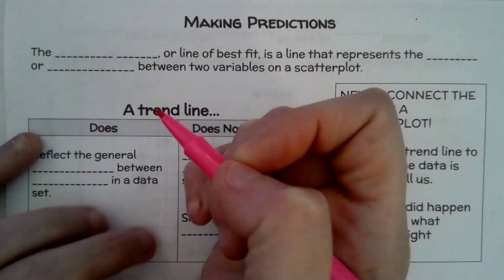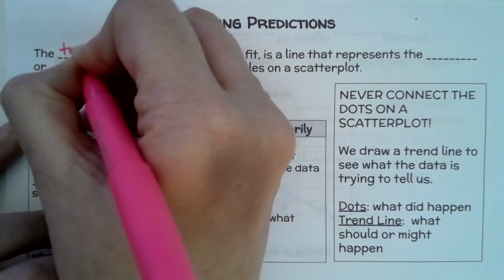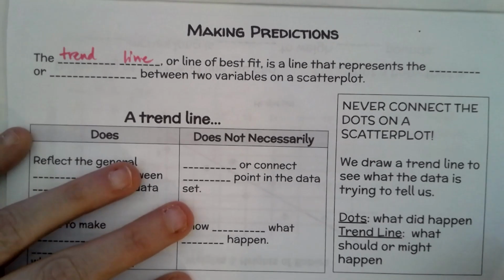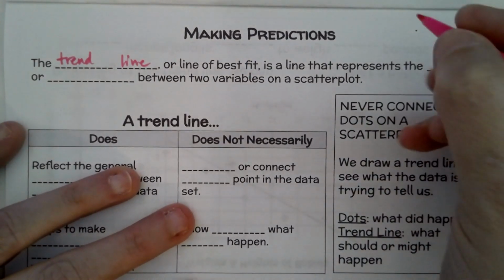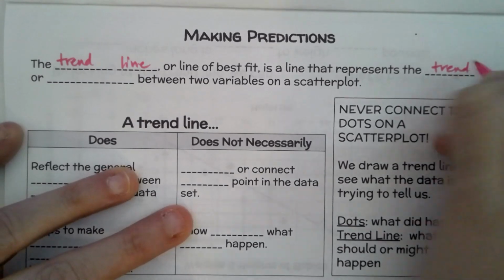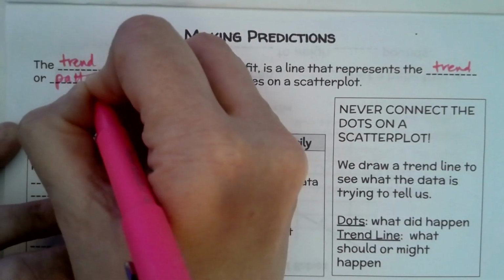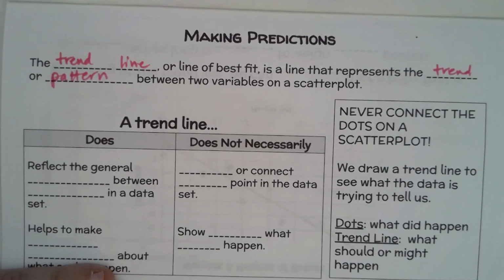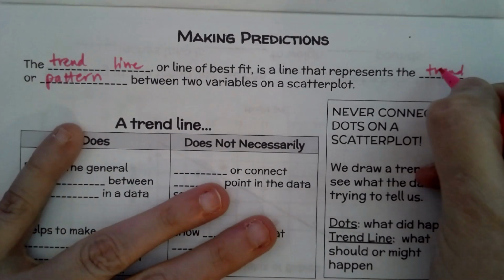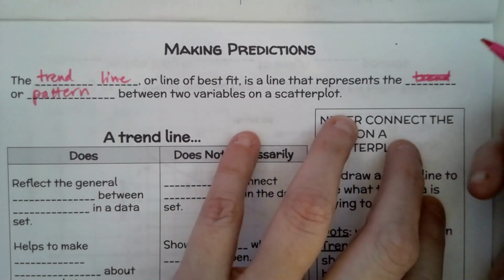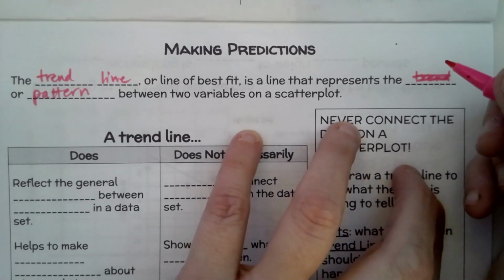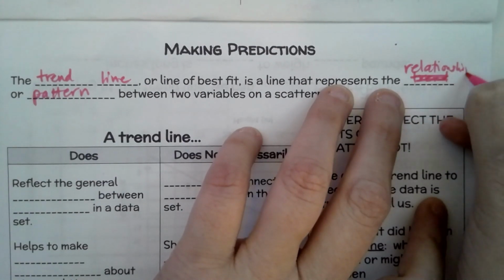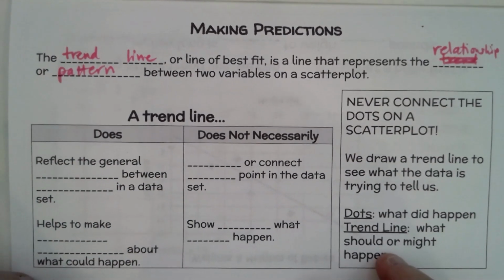Awesome. Okay, so I think this says the trend line or line of best fit is a line that represents the trend or pattern between two variables. I don't think that's right. Let's not say trend; it's defining the word with the word. Like, what's a chicken? It's a chicken. Let's say a relationship or pattern between two variables on a scatter plot.